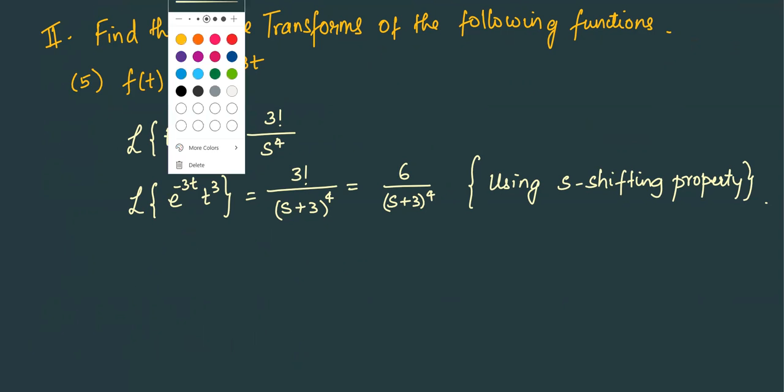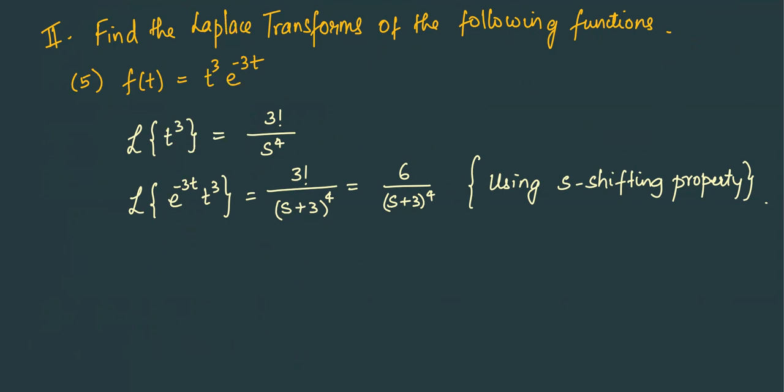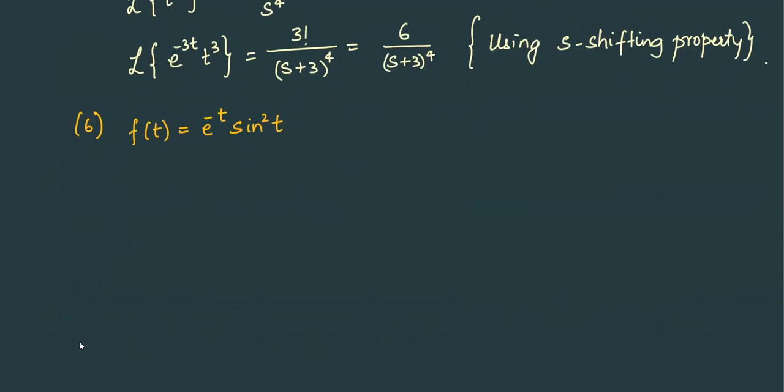One more. f of t is e power minus t sine square t. What should we do now? First of all, this has to be simplified. We don't have a standard formula for sine square t. So what do we need to do?